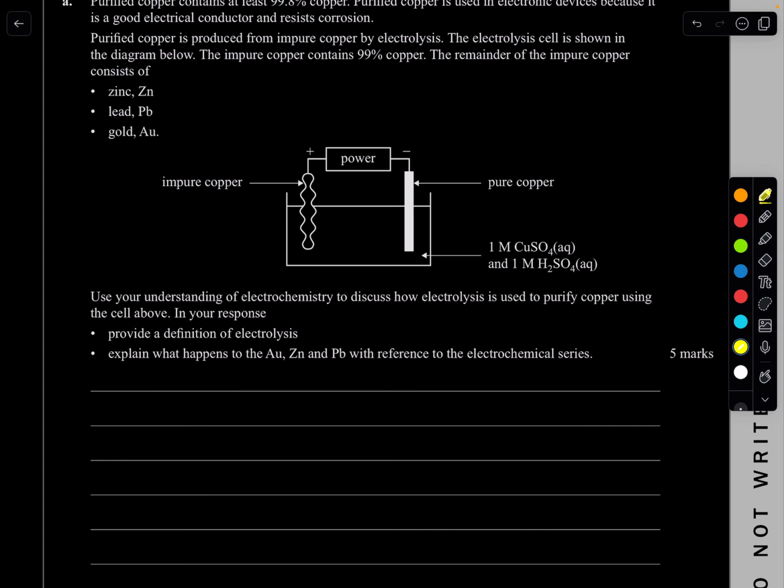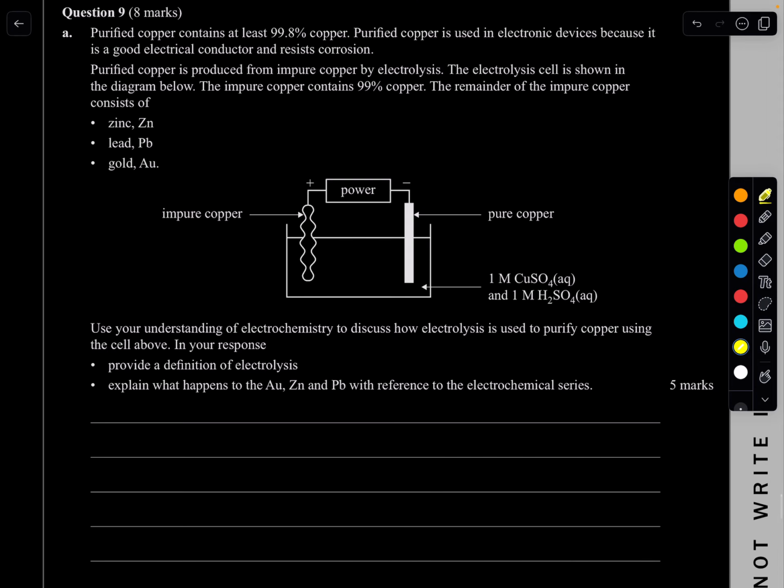The other mark is basically coming from explaining what happens to the zinc, gold, and lead. All right, and how do we do that? Well, let's use our electrochemical series. Let's predict what's going to happen. That's the key, because what we overall want is to purify that copper. We want to take that copper and basically electrolyze it to make it more purified.